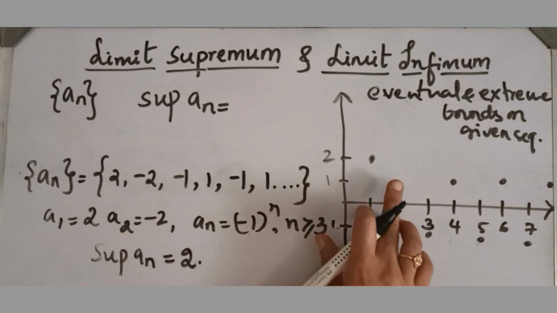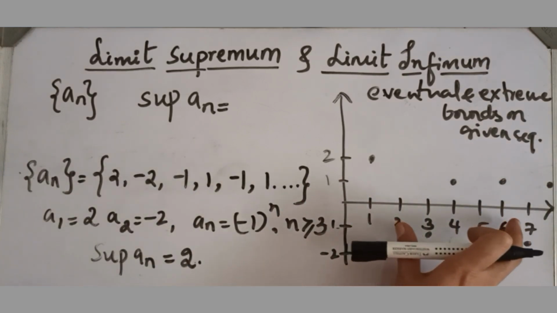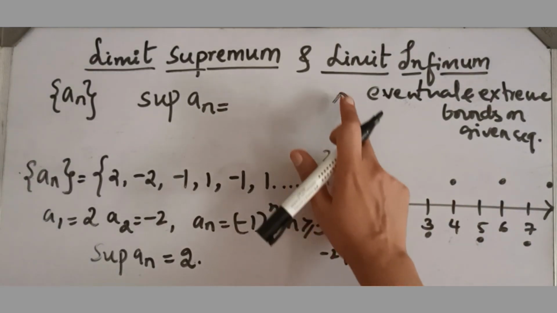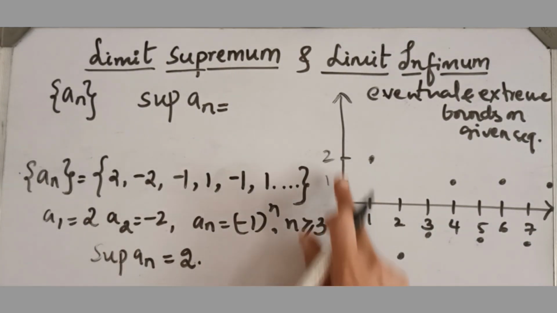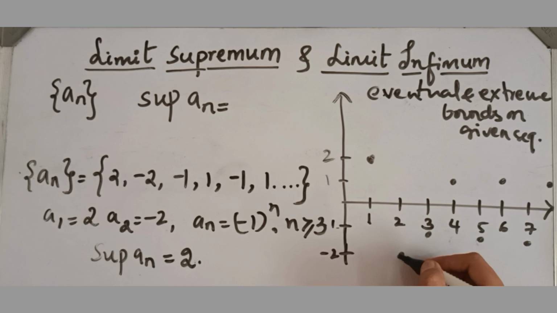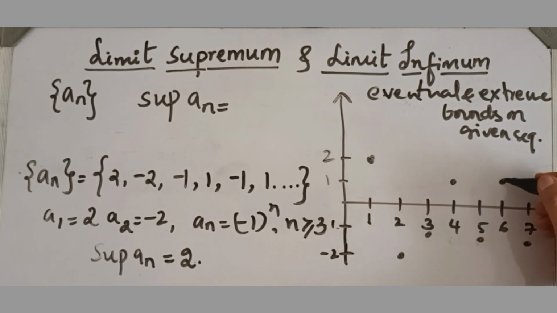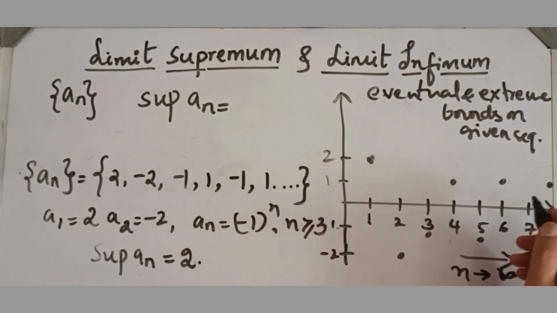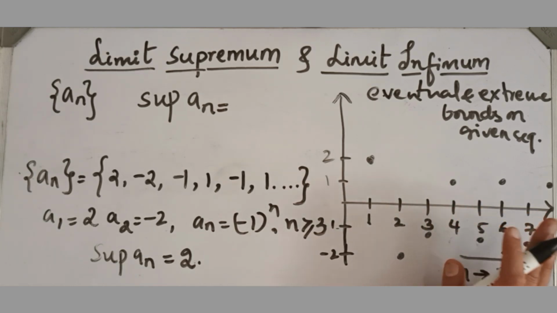Look here, graphically, the points of the sequence can be represented as follows, where this horizontal line is the natural numbers because the domain of the sequence is N, and this vertical line is the real line because the range or codomain of the sequence is the set of all reals. So for n equal to 1, the first term of the sequence is 2, the second term is minus 2, then the third term is minus 1, the fourth term is 1, the fifth term is minus 1, the sixth term is 1 and so on. As n tends to infinity, what is the maximum value? For that, we have to move towards the tail of the sequence.